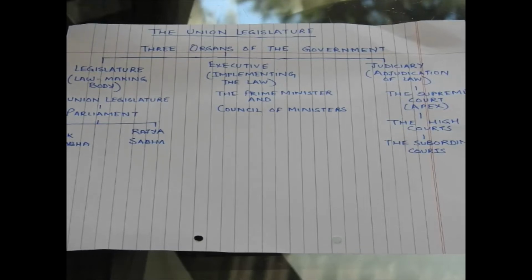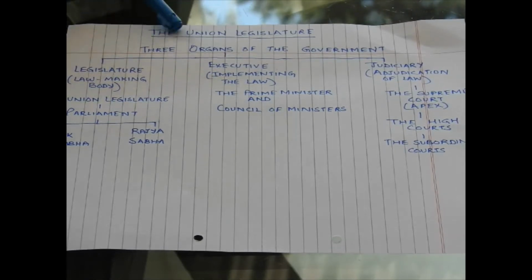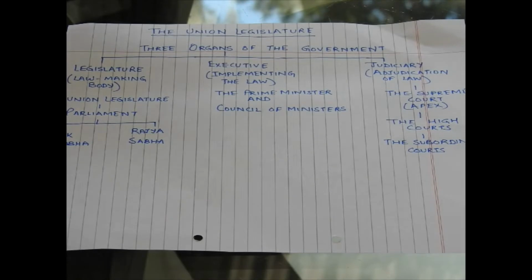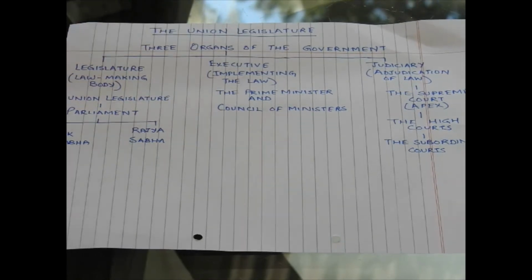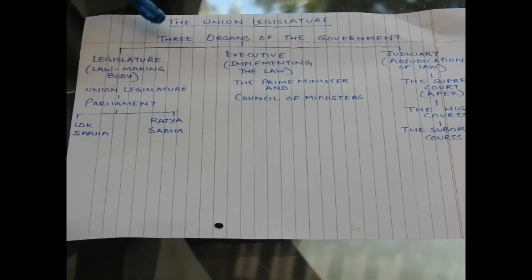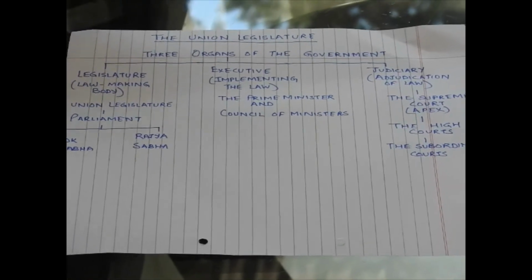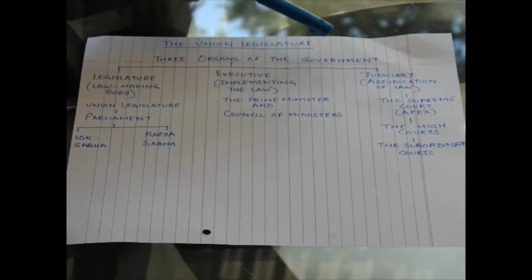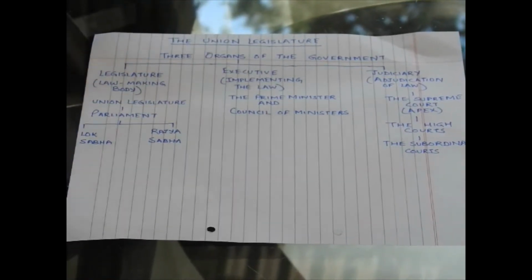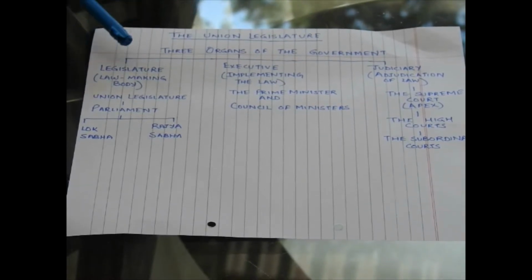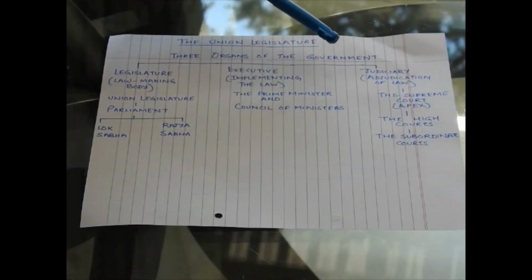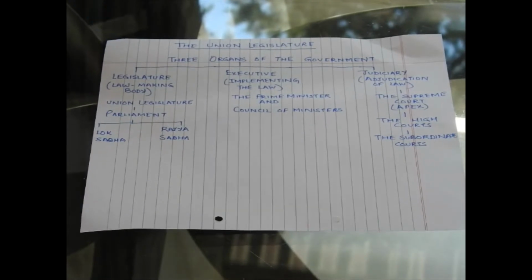Children, today I am going to explain to you about the Union Legislature. But before I start with the Union Legislature, I will explain the three important organs of the government. The three important organs of the government are the legislature, the executive, and the judiciary.